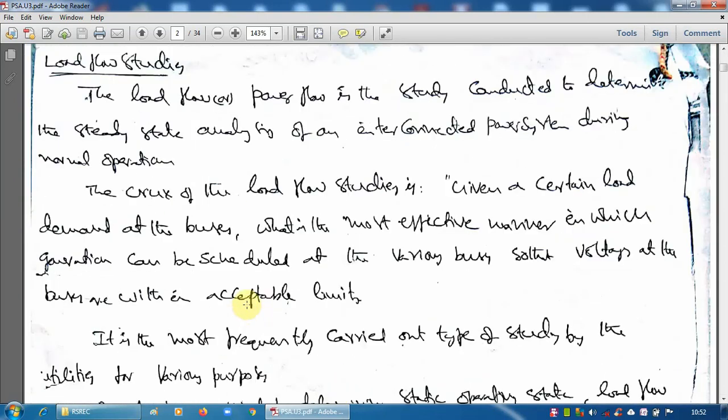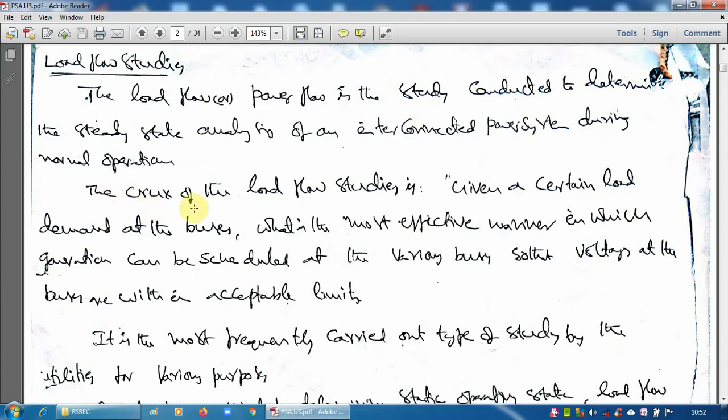Now we will see something more in depth about the load flow. What I said so far is the introduction of the load flow. Here the same thing is mentioned in other words.